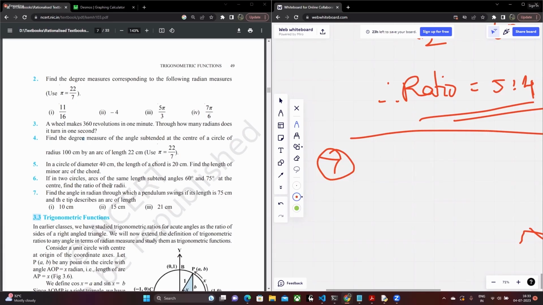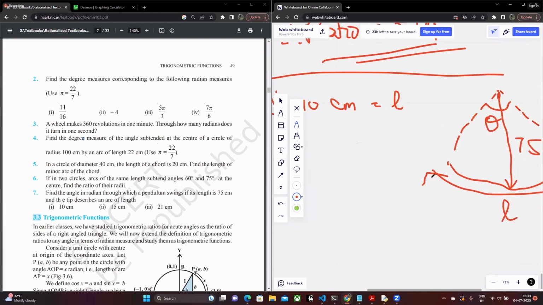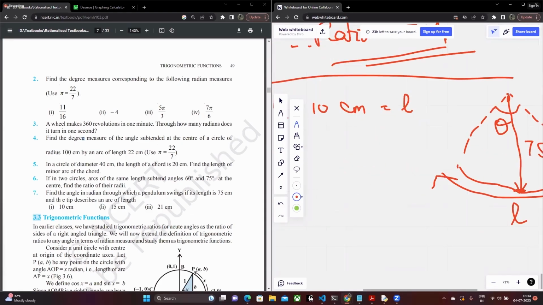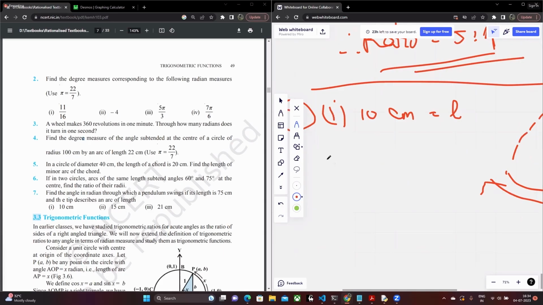So of course, find the angle in radians through which a pendulum swings if its length is 75 and the tip describes an arc of length 10 centimeters. That's the first subpart. So you have 10 centimeters being equal to L, because the tip describes an arc of length 10 centimeters, which means the tip is going to move through 10 centimeters from minus A to plus A, the left endpoint and the right endpoint. The arc length is basically this L. So L is 10 centimeters first of all.